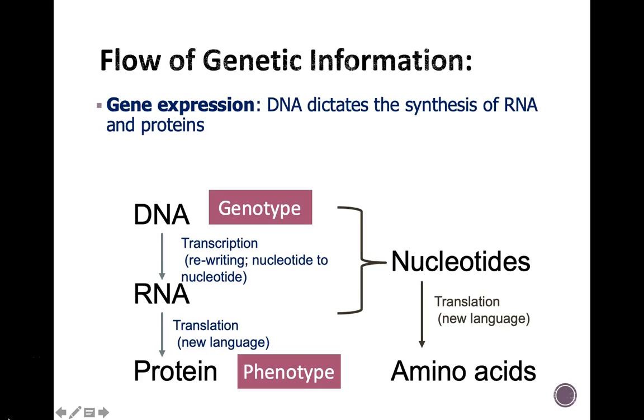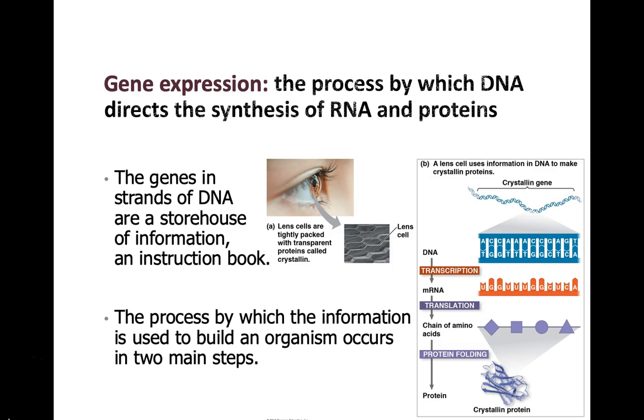The process of gene expression occurs in two steps. In these two steps, we go from the information encoded in DNA, or our genotype, and turn it into the information encoded in a protein, or our phenotype. In this process, we go through transcription, or going from DNA to RNA, and then we use the information in RNA in the process of translation to produce a protein.